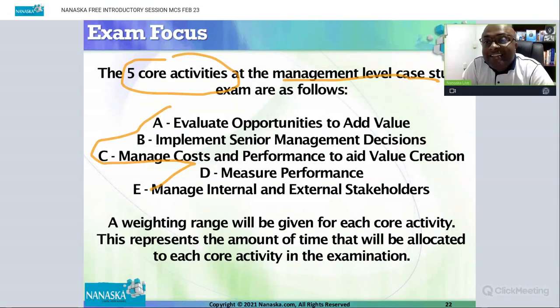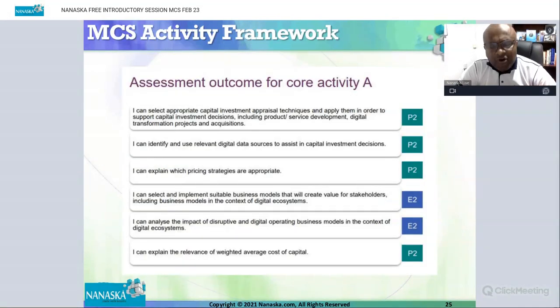You should be familiar with these 5 core activities because exam day questions will be based on them. However, by looking at the name of the core activity, you can't get an idea what it is. The names are very broad: evaluate opportunities, implement senior management decisions. So don't worry, CIMA defines each one of them one by one. What do you mean by evaluate opportunities? CIMA defines it in further detail.